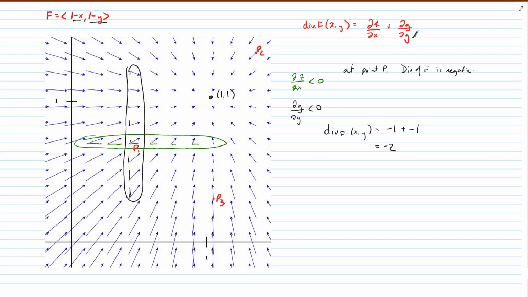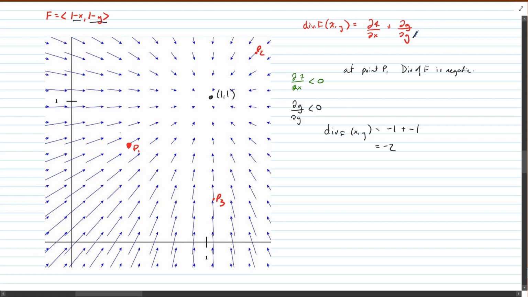So hopefully this look at the partial derivatives helps to sort of explain what it means when you get a negative divergence or a positive divergence. What I'd like to do is give you another interpretation of this. So let's clear our work around point P1. And instead what I'd like to do is put a small box, which we could think of as a closed curve, around point P1.